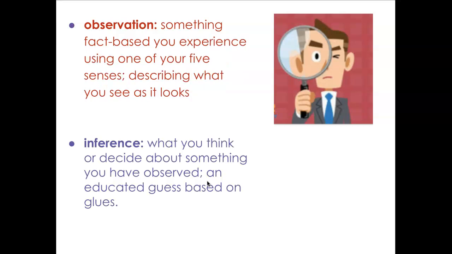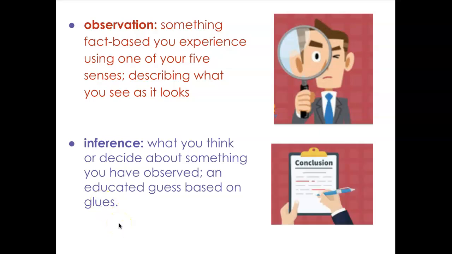Okay, an inference is what you think or decide about something you have observed. This is an educated guess based on clues, not glues. Okay, so these would be like your conclusions, your guesses, what you think, based on the clues that are given to you, right? So one is something that you see, and the other is something that comes from your brain that you thought about or decided based on the observations.